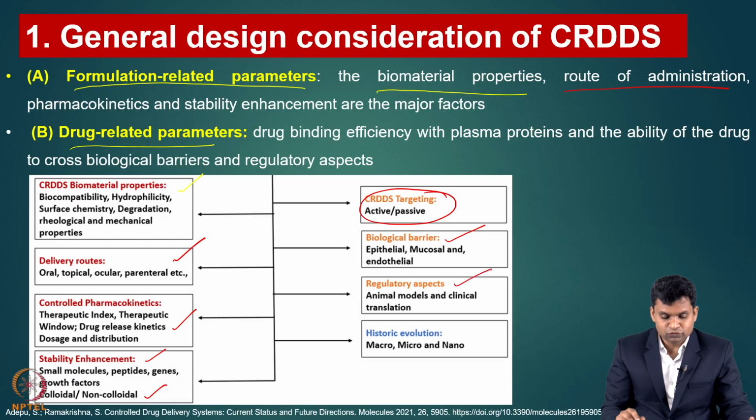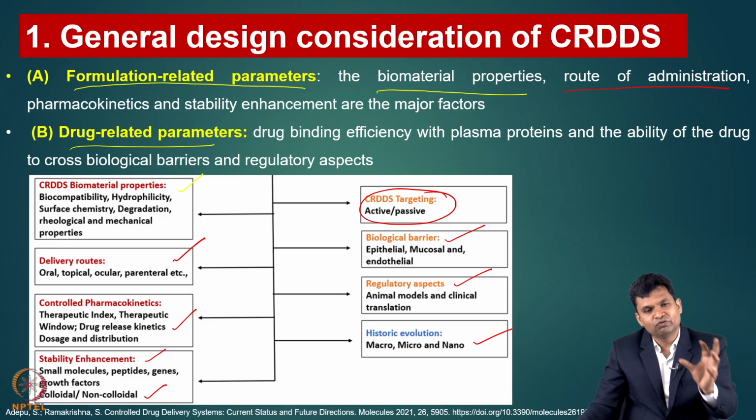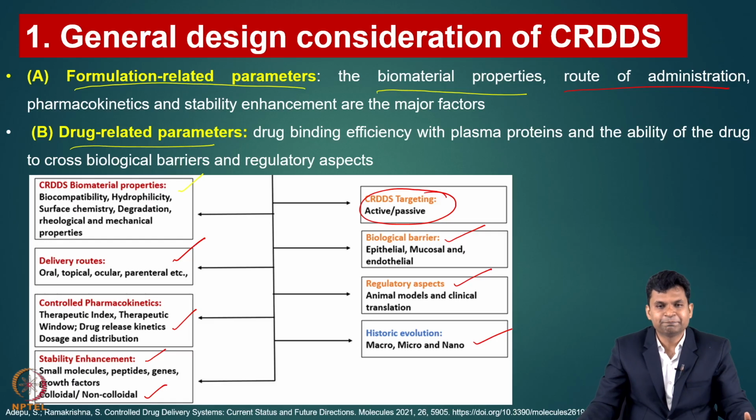Here we need to focus on the regulatory aspects, the animal models and the clinical studies during the design, and also the historic evaluation of whether the formulations are available in macro, micro and nano size. With these, in general consideration, we can look at the formulation related parameters and the drug related parameters. Both are important, because when you have knowledge of the drug related parameters, we can easily make a best or better formulation by using these general design considerations.